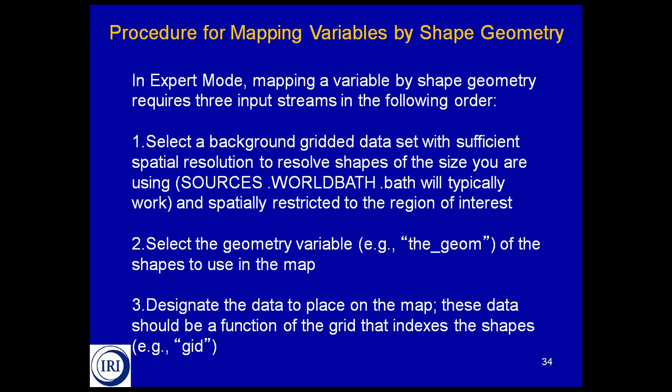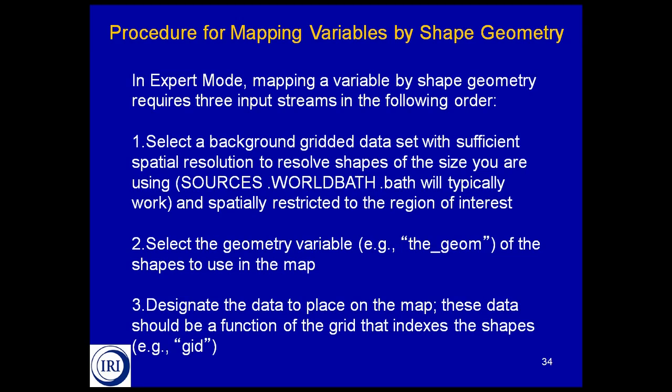And in expert mode, mapping a variable by shape geometry requires 3 input streams, and they need to be in the following order. First of all, you need to select a background gridded data set with sufficient spatial resolution to resolve the shapes of the size you're using. And the SOURCES world bath data set will typically work. The resolution of that data set is fine enough. And you should spatially restrict that data set to the region of interest. In other words, find a box, in our case around Eritrea, and restrict the SOURCES world bath data set to that spatial domain. This will be sort of a skeleton upon which we put our map.